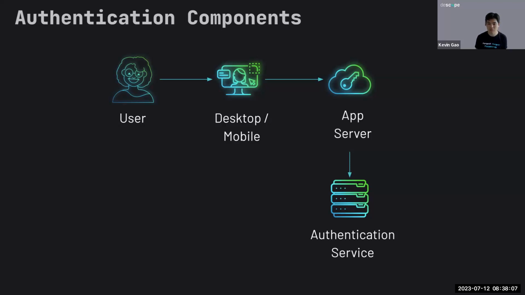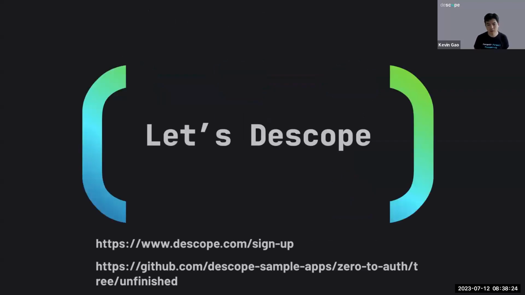And then the authentication service is what actually will create that token and send it back to the desktop or mobile, et cetera. That is what Descope helps you integrate and build fairly easily. So without further ado, let's get into it.